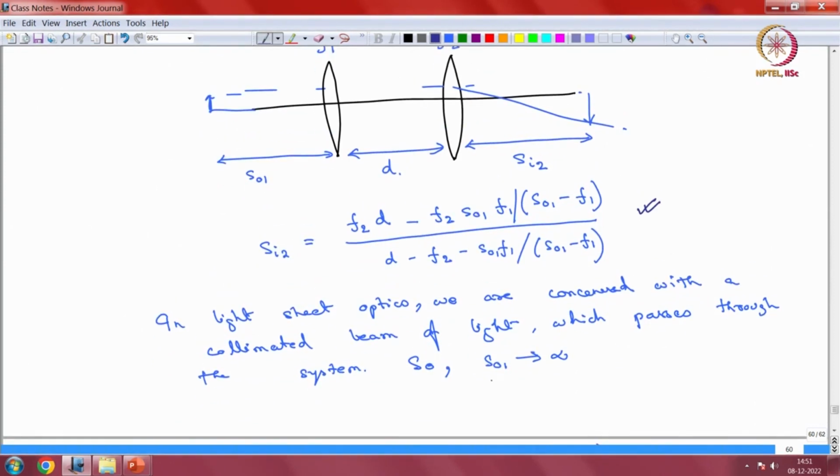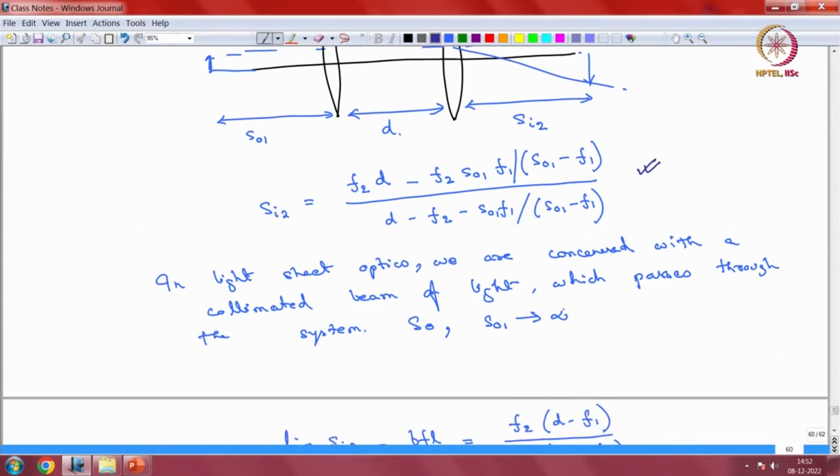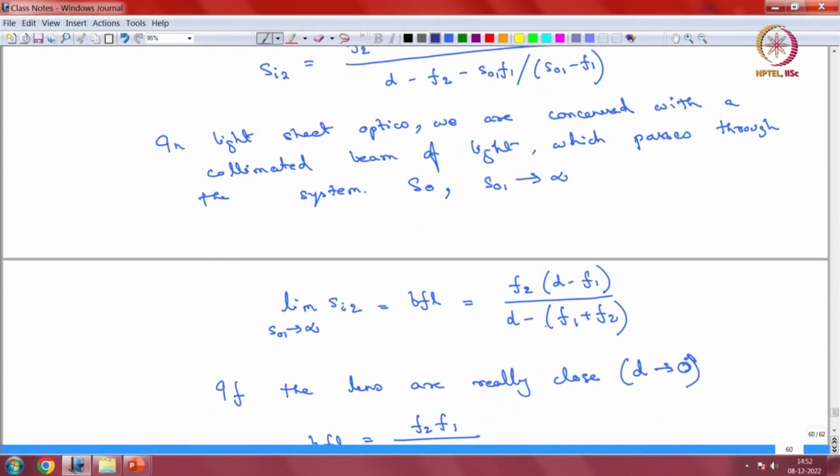In preparation for that we discussed what happens when a collimated beam of light enters from the left. A collimated beam of light is basically a set of parallel rays that come in from the left, enter the first lens, are transmitted through it, encounter the second lens, and finally form an image. In order to accommodate a collimated beam of light, we assume that S01 tends to infinity, and when we used this limit, we got this particular form of the back focal plane. This is an important equation because we are going to use it today.